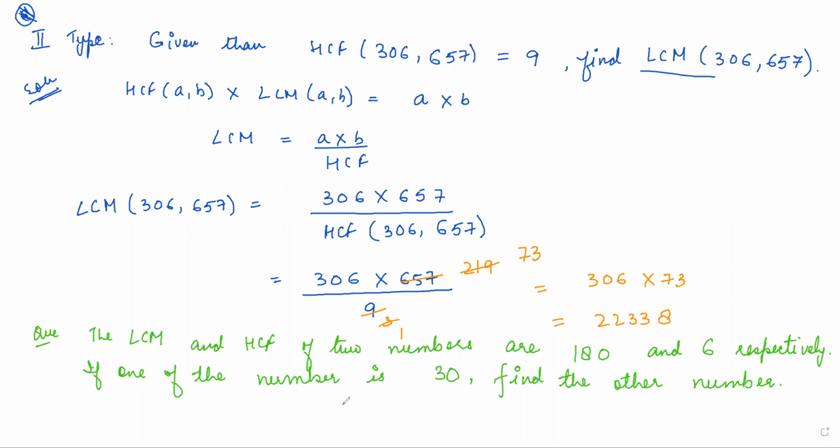Ma'am, for the other number, we have to take it x, right? You can assume two numbers. Let the two numbers be A and B. Then LCM of A and B is given and HCF of A and B is given. Now one of the numbers is 30. So A is 30 or B is 30, and you have to find the other one. Or you can take it X, no problem. Better take A and B and then put A is equal to 30, like that you can do. Same formula you have to use.